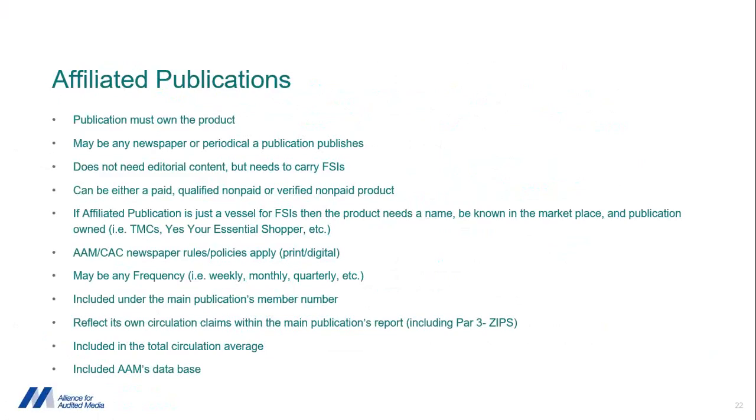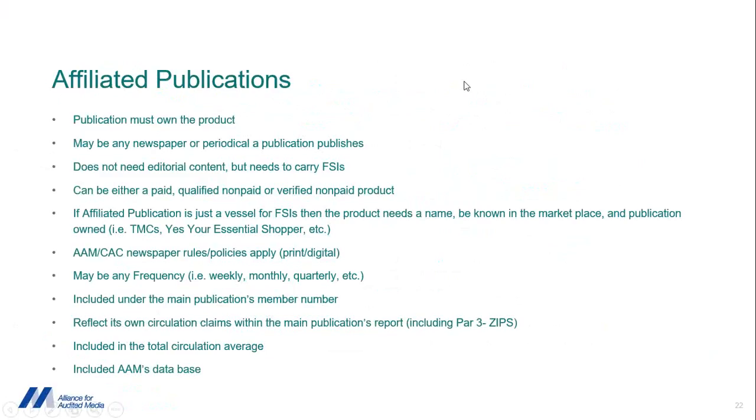An affiliated publication can be a paid product, a qualified non-paid product, or a verified product. So it can be any reporting distribution element for AAM. It could also be digital or print. And the same rules apply for print and digital for affiliated publications, so the rules are exactly the same. It could be any frequency, so it could be a weekly product, a monthly product, or a quarterly product.